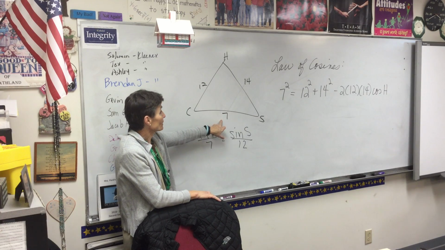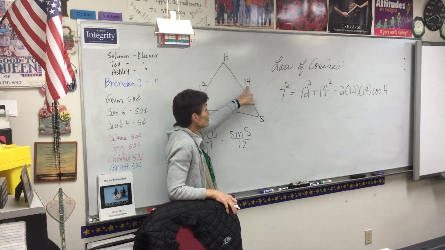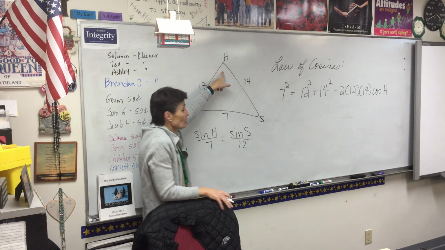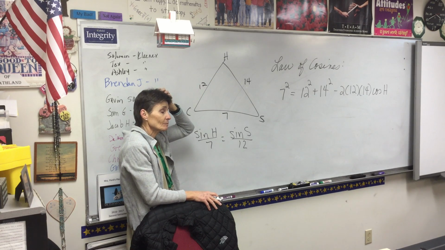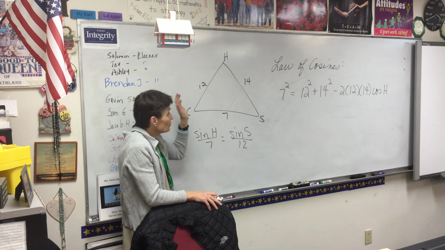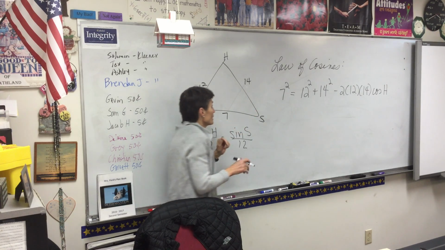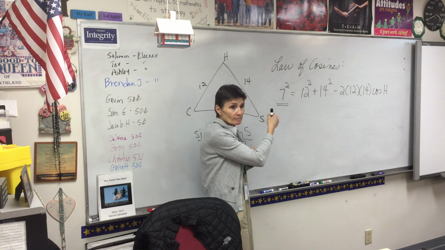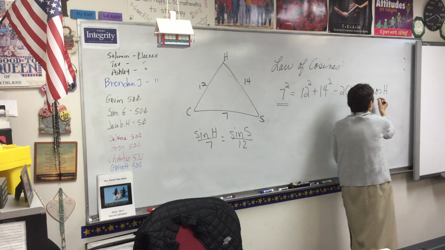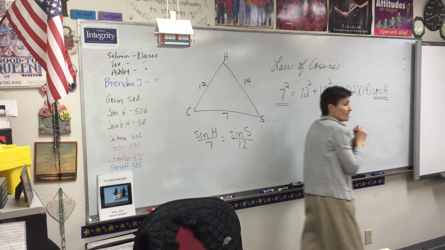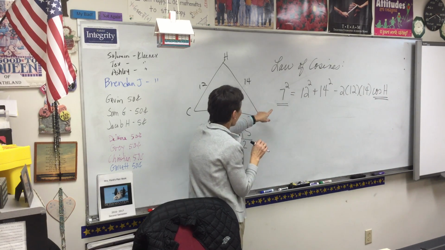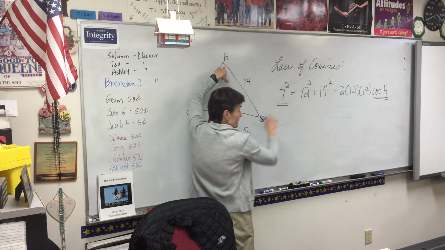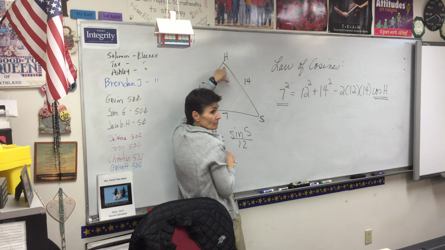7 squared equals 12 squared plus 14 squared minus 2 times 12 times 14 times the cosine of H. Now, when you look at what I wrote, there's only one number on this side of the equation, and there's only one angle in the whole problem. Notice that the side that's over here all by itself is the match to the angle that's in the problem. See that?